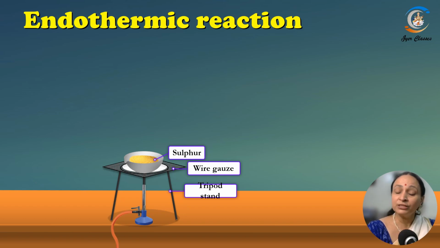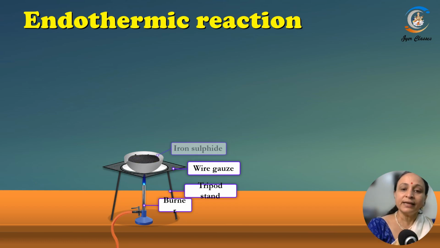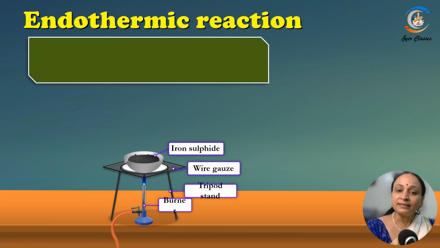Sulfur is an element, a yellow colored powder, and then start the burner. When you start the burner, it will start burning, and you also put some iron filings in it, very powdered form of iron, and then heat them together. You will get a new compound, that is iron sulfide.